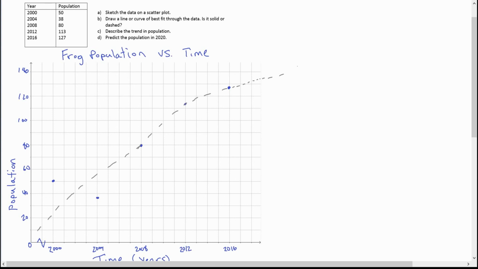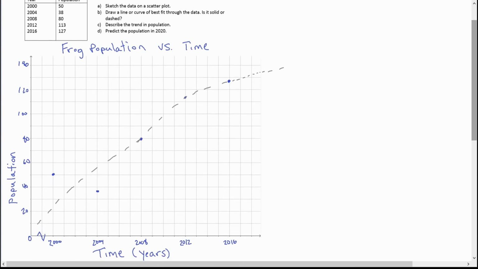Describe the trend in the population. Remember, we can use the term trend because it's over time. If it wasn't over time, if it was over something else, we would just say pattern. So the trend, we were just talking about that. The population appears to be increasing. So the trend in the population is increasing.